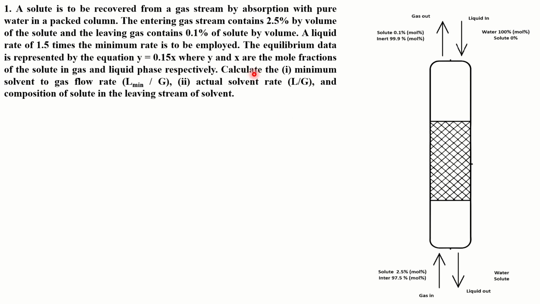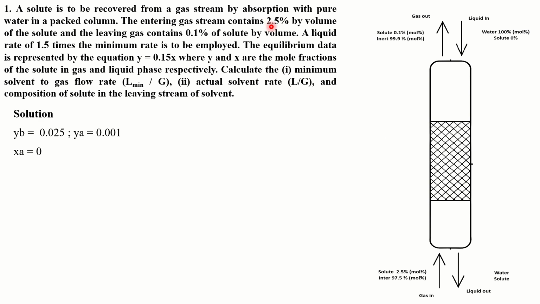So you are asked to calculate the minimum solvent to gas flow rate, L minimum by G, the ratio between the minimum flow rate of solvent to gas flow rate, and also the actual solvent rate in terms of the ratio L actual to gas flow rate, and finally the composition of solute in the leaving stream of solvent. So these are the three parameters we are asked to find out. First, let us write the data given in the problem statement.